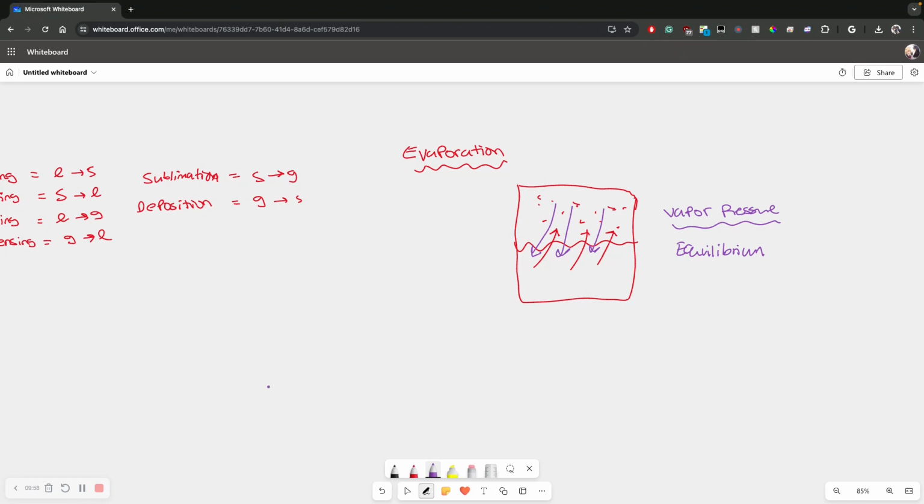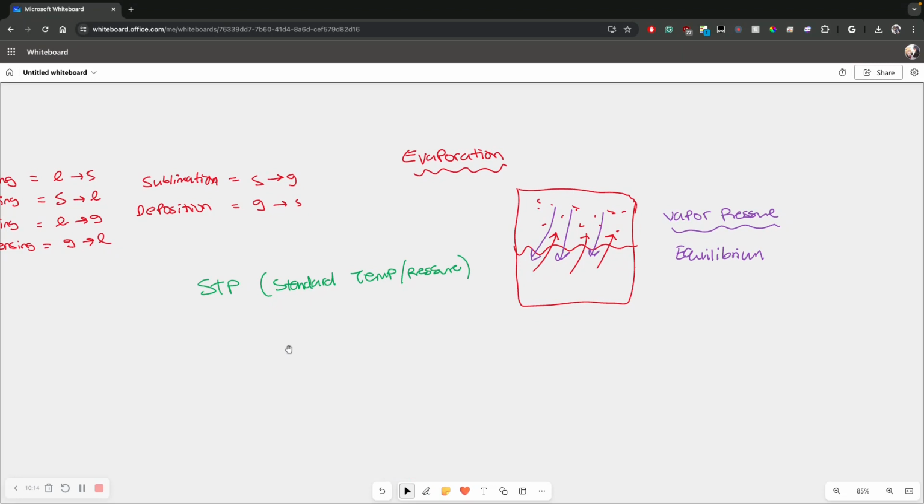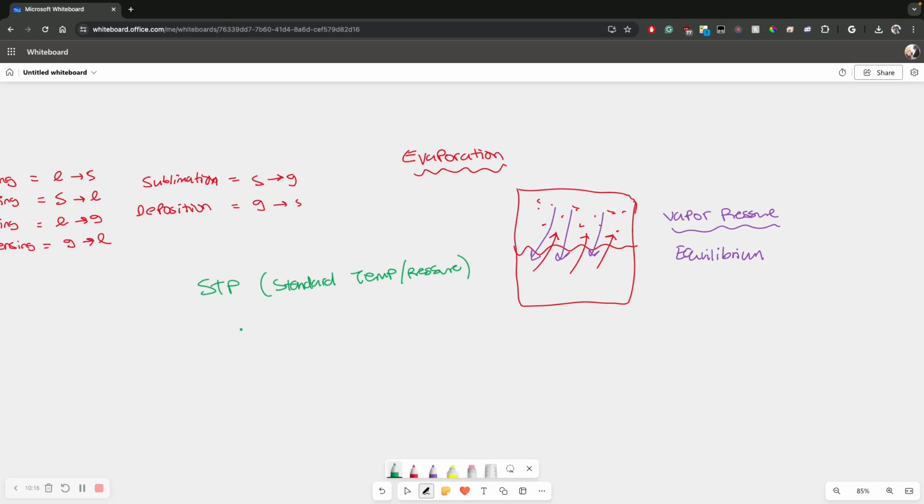And then of course we have my favorite, standard temperature and pressure. I have to write this all out because it's a review guide. Standard temp, pressure. Standard temperature and pressure, you're going to be at 0 degrees Celsius, which is 273 Kelvin, and 1 atmosphere. And keep that in mind.